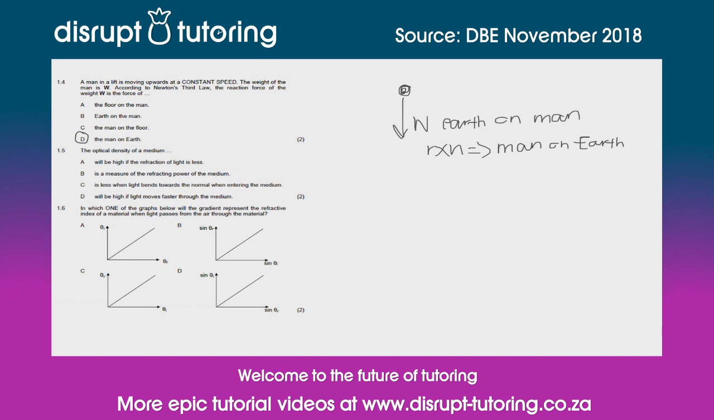So it either says will be high if the refraction of light is less, is a measure of the refracting power of the medium, is less when light bends towards the normal when entering the medium, or will be high if light moves faster through the medium. But it's a definition question, and we know the answer to that is a measure of the refracting power of the medium. The rest aren't relevant.